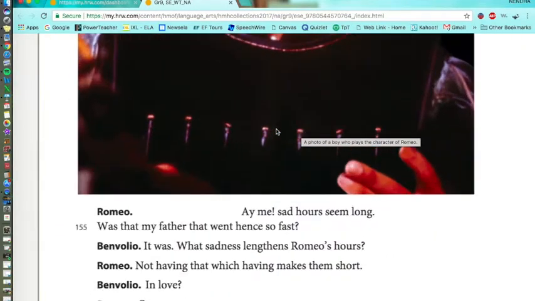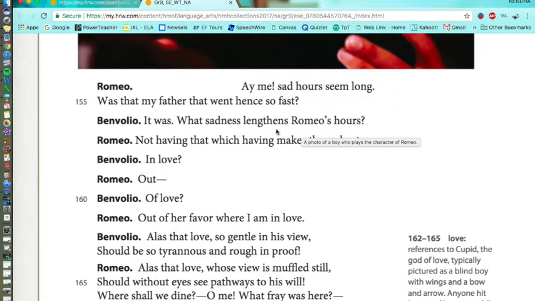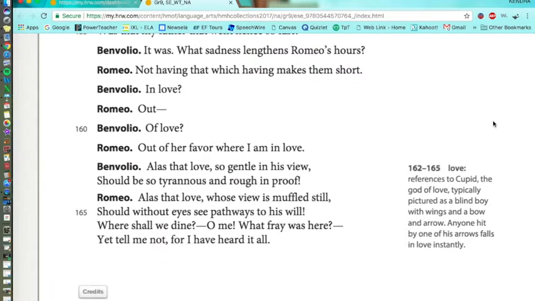Romeo says, "Ay me, sad hours seem long. Was that my father that went hence so fast?" Benvolio says, "It was." What sadness lengthens Romeo's hours? Romeo, "Not having that which having makes them short." Benvolio, "In love?" Romeo, "Out." Benvolio, "Of love?" Romeo, "Out of her favor, where I am in love." So Romeo's in love.